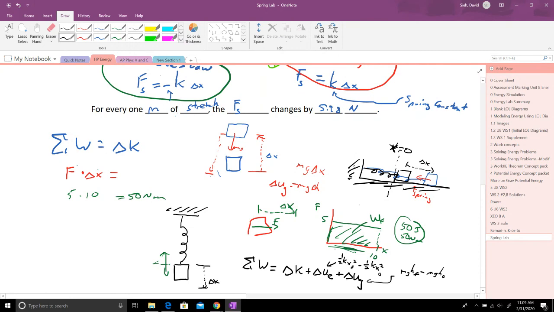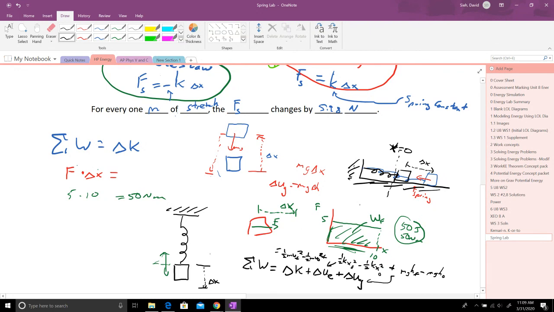Of course, I'm also going to have my changes in kinetic energy, 1/2 mv final squared minus 1/2 mv initial squared. And then it might be an outside force, someone grabbing it, yanking it or something, doing work. But anyway, the point is, it will make my life easier.